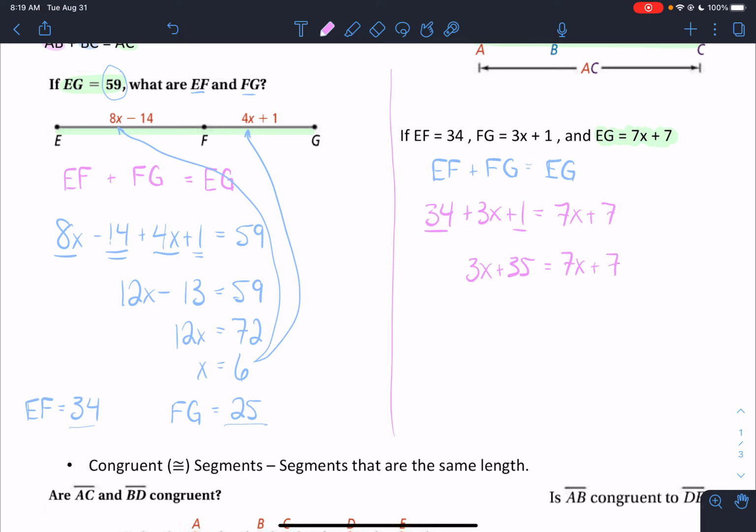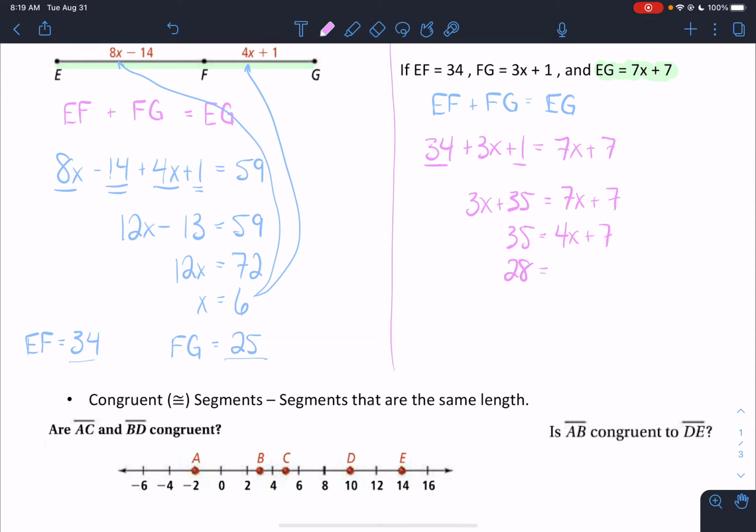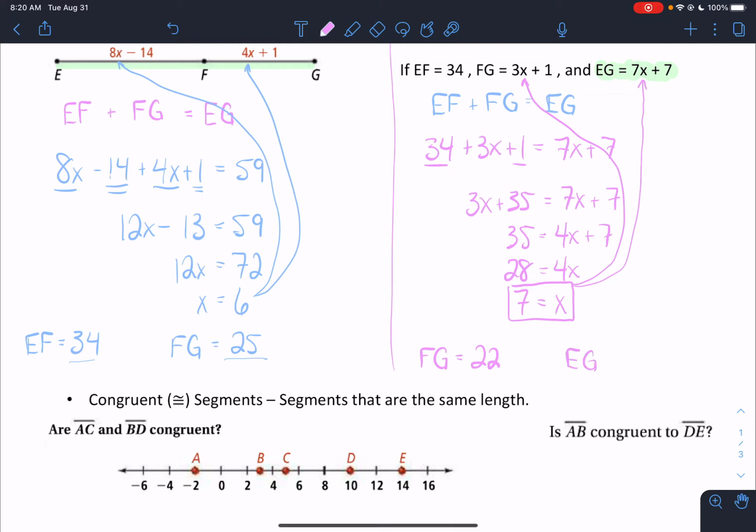I can subtract my 3x over to the other side to get 4x plus 7. Subtract the 7 to get 28. Divide both sides by 4, and I end up with x is equal to 7. And again, I can do the same thing. I can plug in my values. So FG is going to end up being 22. 3 times 7 gives me 21, plus 1 gives me 22. And then EG, 7 times 7 is 49. 49 plus 7 gives me 56. And again, the two pieces, 22 and 34, add together to get me 56. That's good.